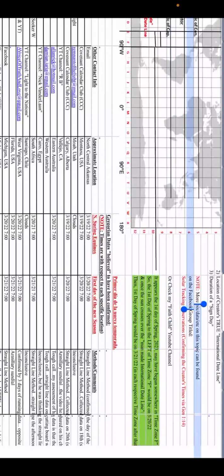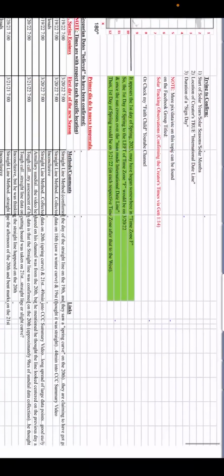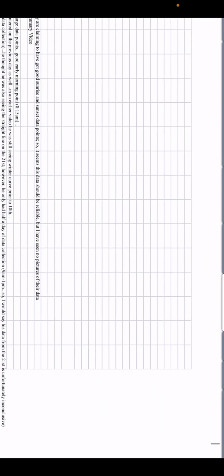He did try to collect data on the 21st as well, and thought he was seeing it on the 21st, but unfortunately he only collected like 4 to 5 hours of data on the 21st. That's him at the bottom. That's the comment for his data on the bottom of the screen at the moment.